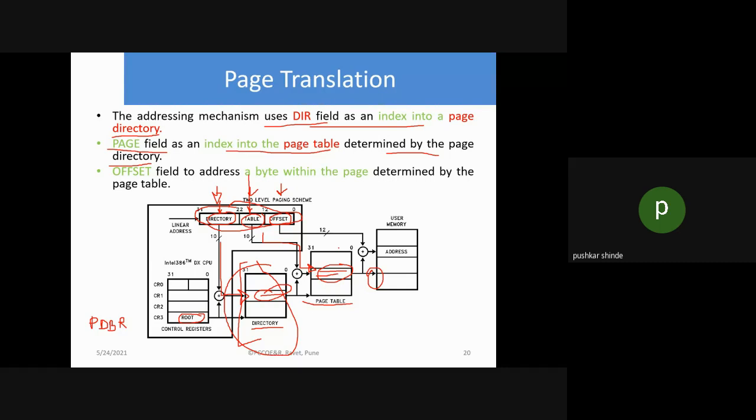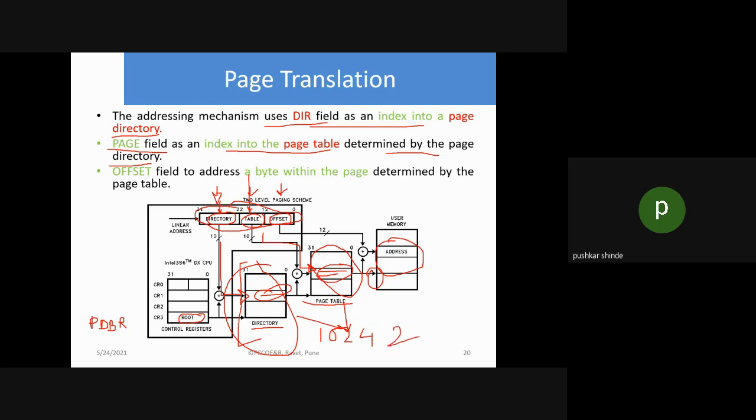Similarly, a page table also contains 1024 entries, each of 4 bytes. That is 1K into 4, which is 4 kilobytes. The size of a page table is also 4 kilobytes. And the size of a page is also, as you know, 4 kilobytes. So the page directory contains 1024 page directory entries, and the page table also contains 1024 entries.